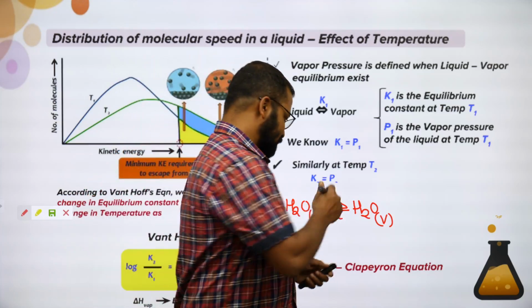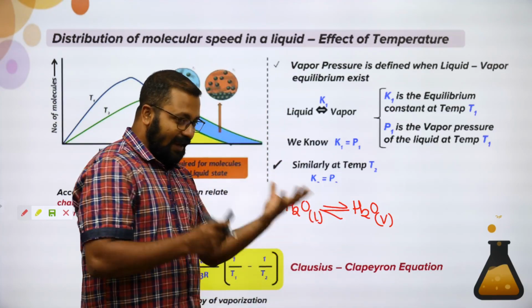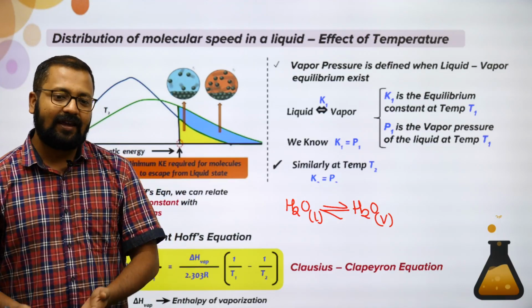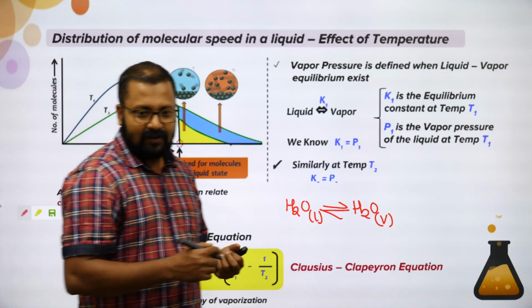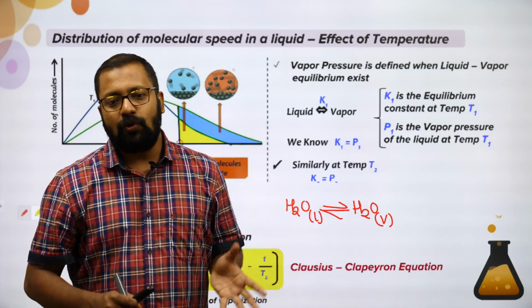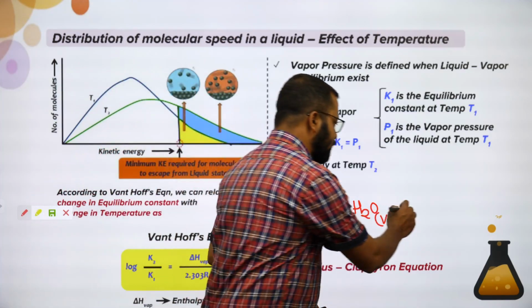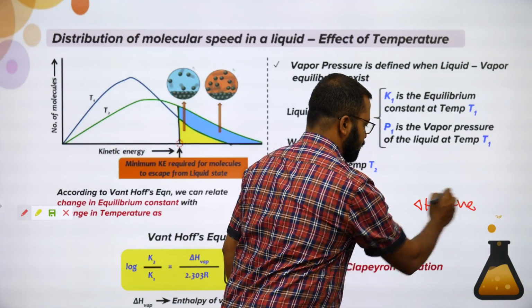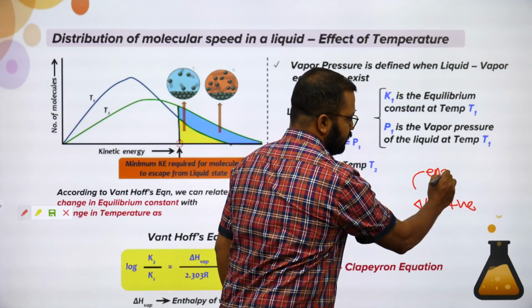So liquid heat absorb करके vapor में convert करेगा या heat बाहर दे के vapor में convert करेगा? Liquid will take up heat to convert into vapors. So it is an endothermic process. Delta H is positive. It's an endothermic process.